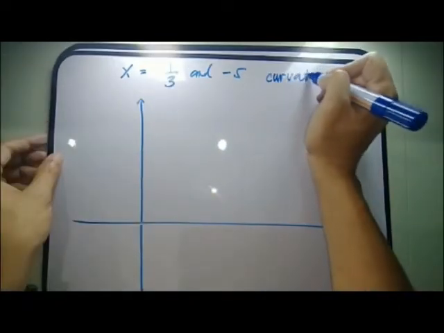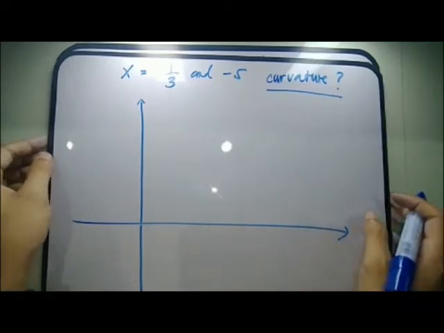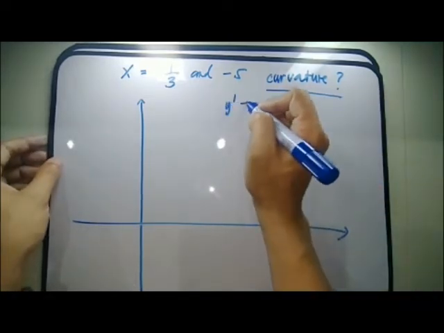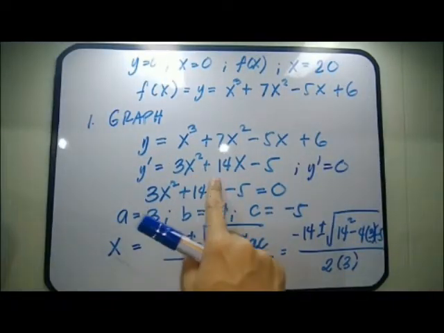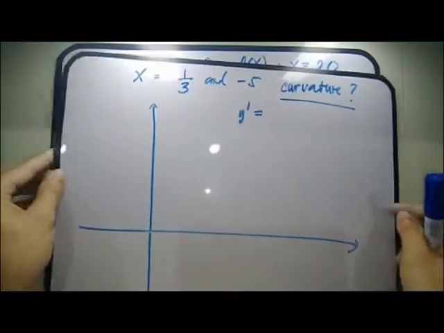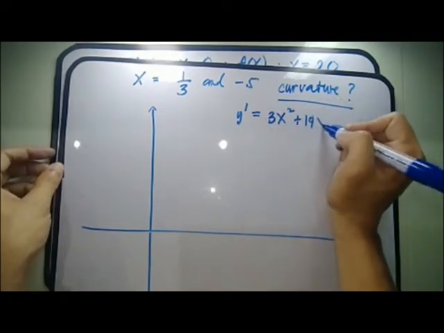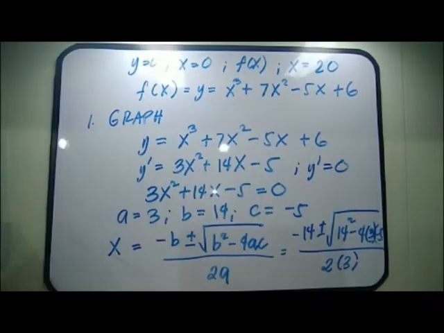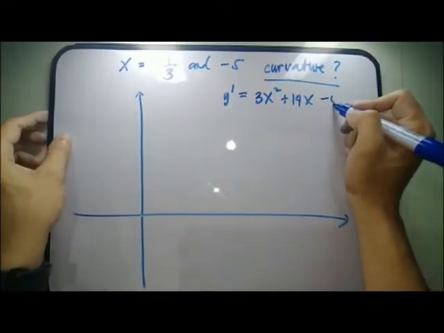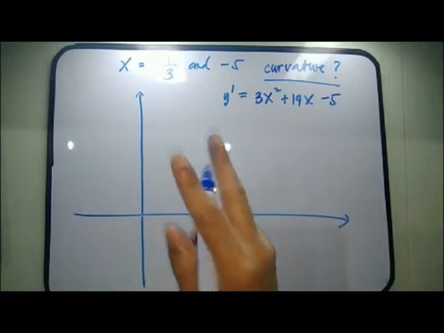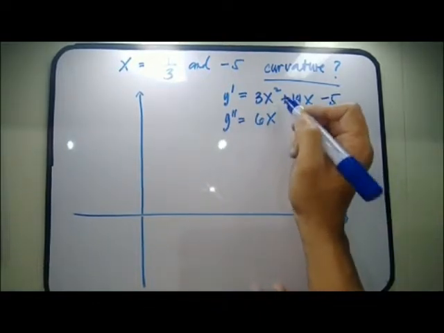So let's get its curvature. So what is the curvature? So what is the maxima and what is the relative minimum point? So let's get the y double prime. So y prime equals 3x squared plus 14x minus 5. So let's solve for y double prime. So y double prime equals, we have here 6x plus 14.